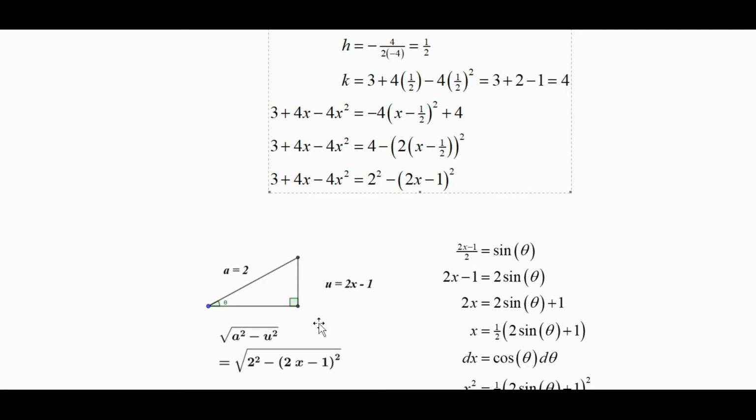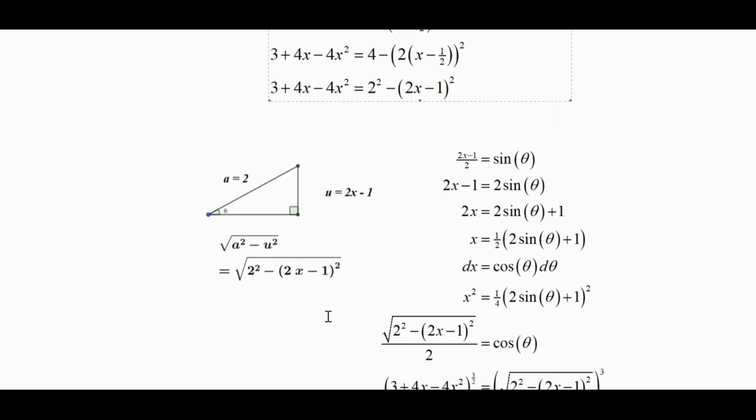And then the other two sides, one of them is going to be the 2x minus 1. When you have a choice, put the constant on the horizontal, variable on the vertical. So we put the 2x minus 1 here for the u. The a is 2. Then this side is the square root of a squared minus u squared, in other words, the square root of 3 plus 4x minus 4x squared.